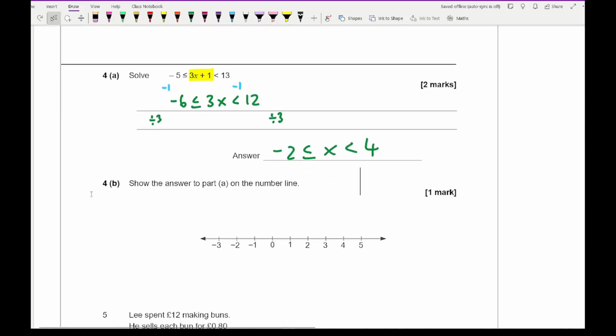Then question 4b says show your answer in part A on the number line. So here I'm putting a circle at -2 and a circle at 4. I'm shading the one at -2, but I'm leaving the one at 4 unshaded, and then with a ruler or straight edge drawing those points up.